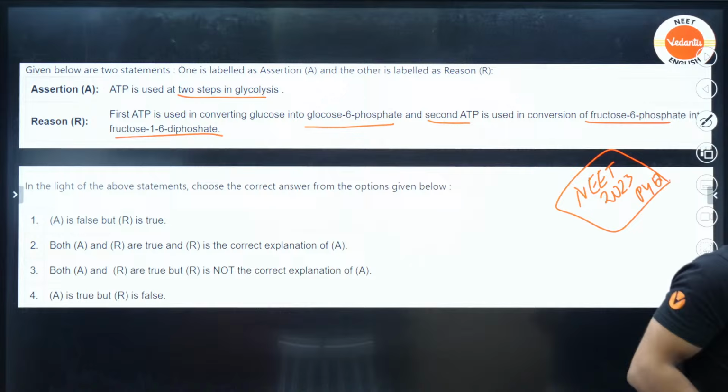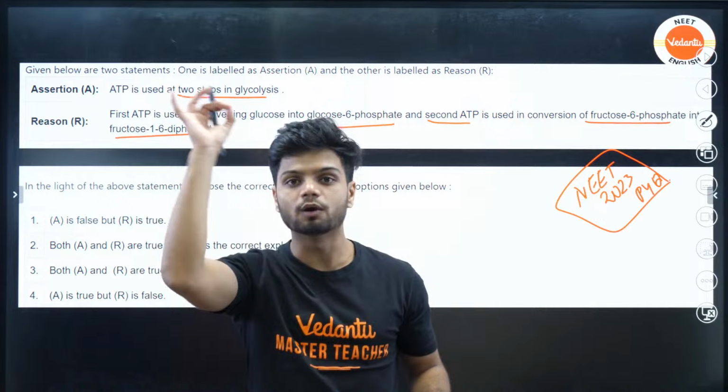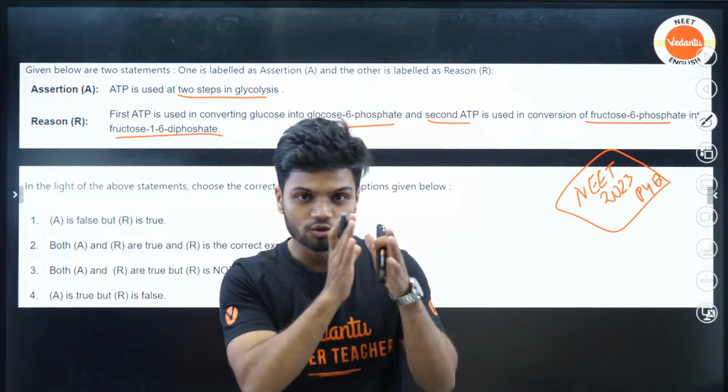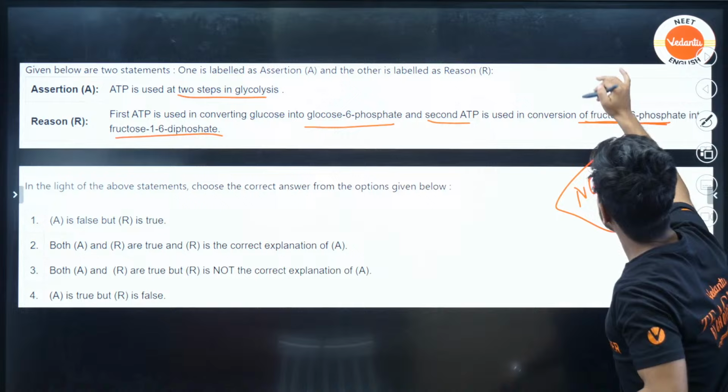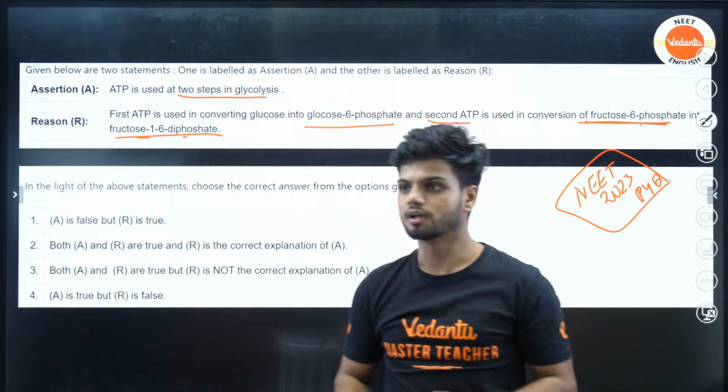Everyone should try to answer this question. In the first step, we added a phosphate. At the third step also, we added a phosphate. Remember, you are converting your fructose 6-phosphate, which already has a phosphate at the sixth position. Now, one more phosphate is added to the first position. So, what is the answer? That is option number 2.